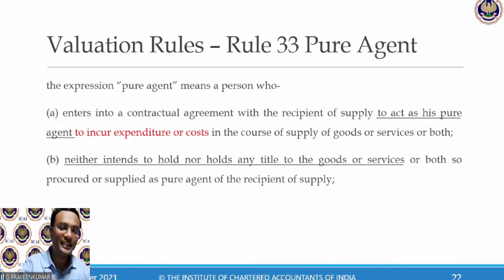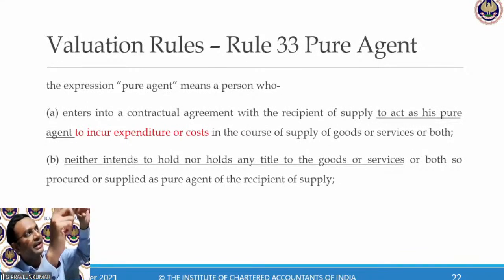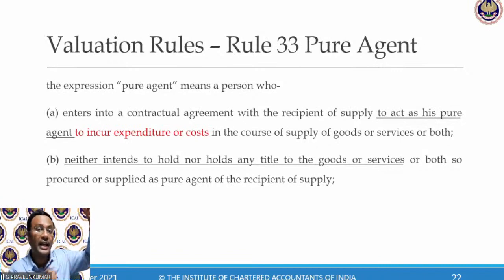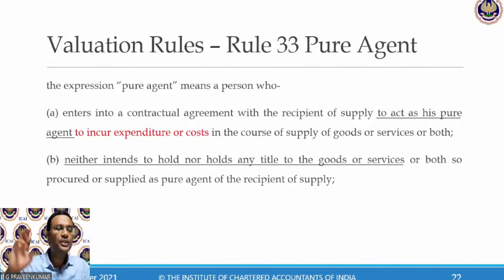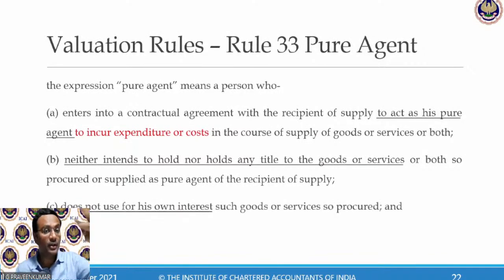Now, in case of ROC, when I remit this ROC fee, in the challan you can see XYZ Private Limited, remitted by Praveen. Now, I am not holding the title. It is not for me. It is on behalf of XYZ Private Limited. So, this is the second clause. Third clause. The pure agent does not use for his own interest such goods or services procured. He does not use it for his own interest. So whatever cost I have incurred, that is not for my personal interest. It is not for my gain. It is for the recipient per se.